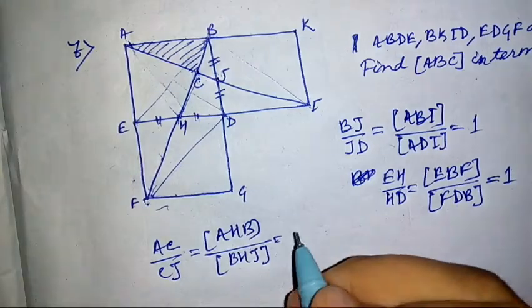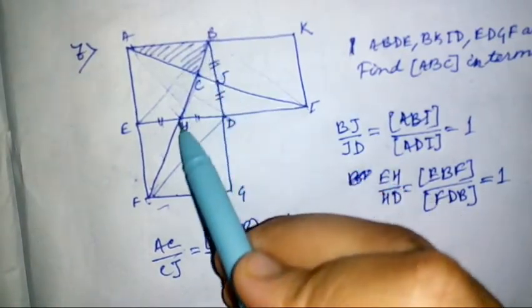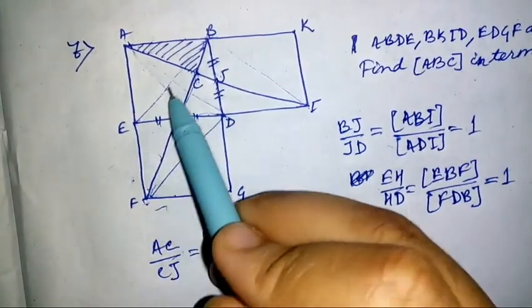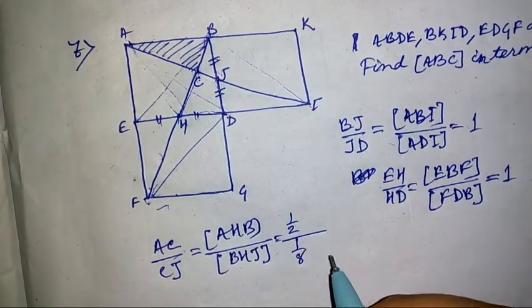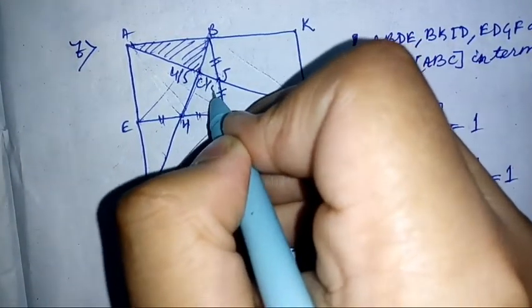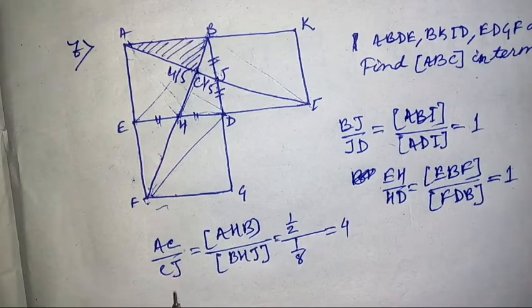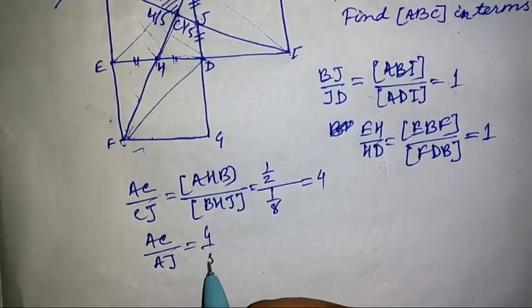Now AHB will be half of the area of the square, and BHJ will be half of this one, this will be 1/4 of this one, and this will be 1/8. So this one will be 4, so it is 4/5 of this length. Now AC by AJ is 4/5.